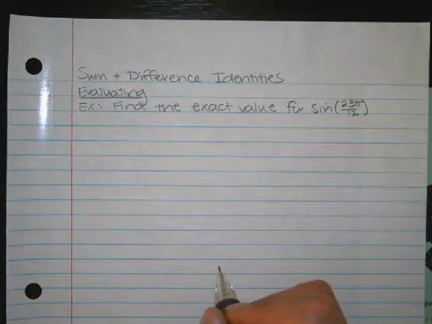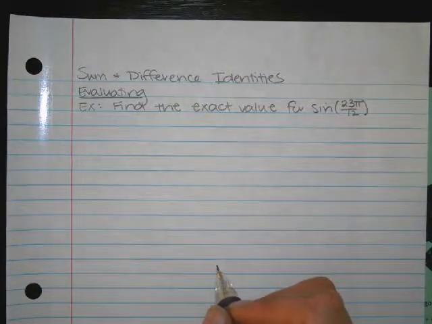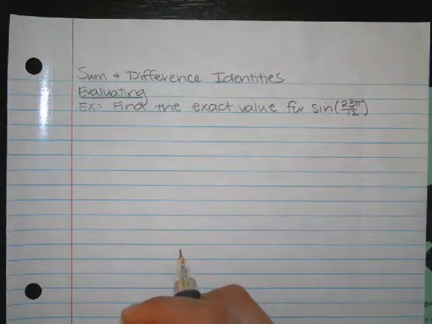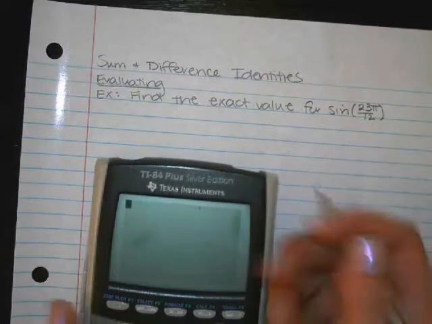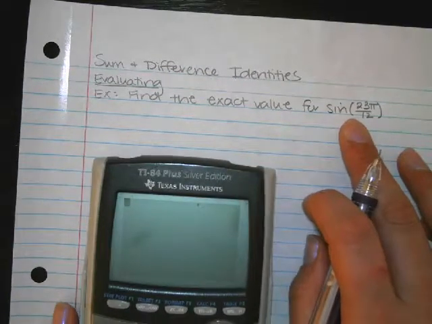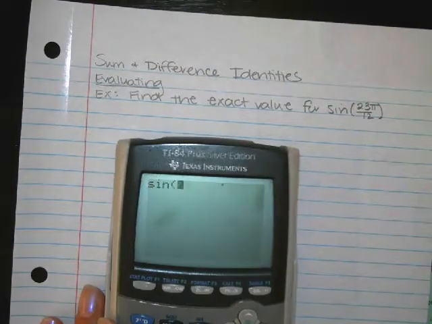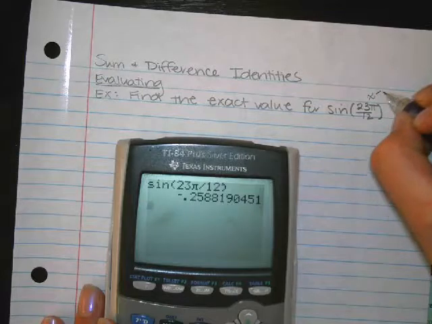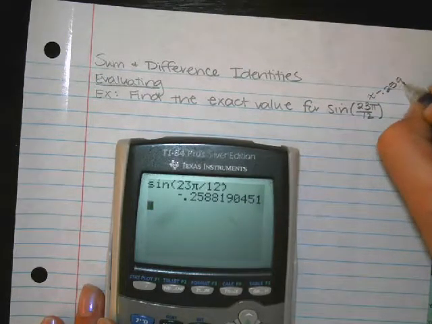Before we really get started, I'm going to plug this in my calculator. What mode should my calculator be in if I'm trying to plug in sine 23 pi 12ths? Radians. Sine 23 pi 12ths is approximately negative 0.259.